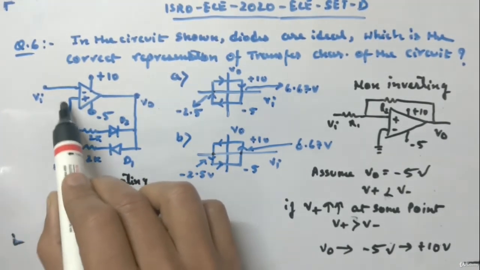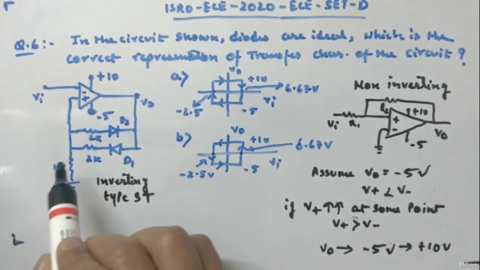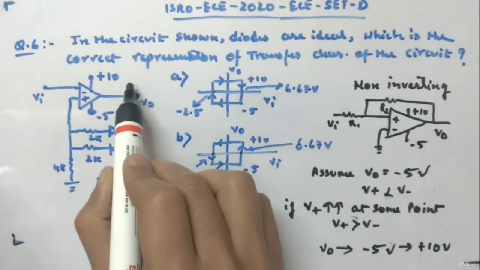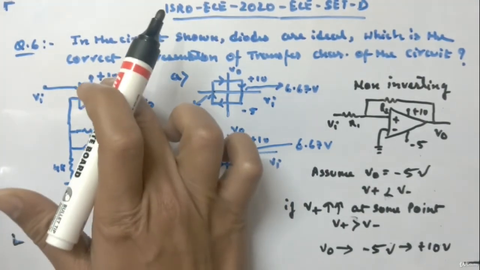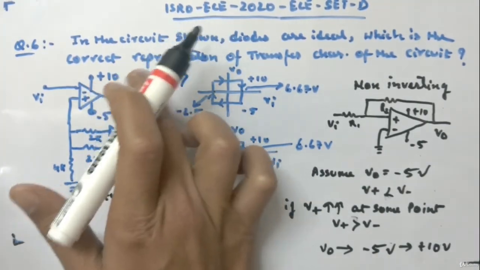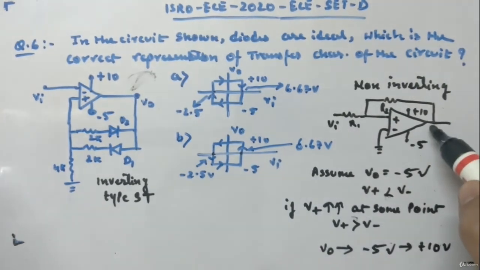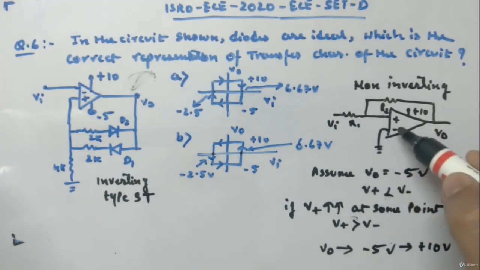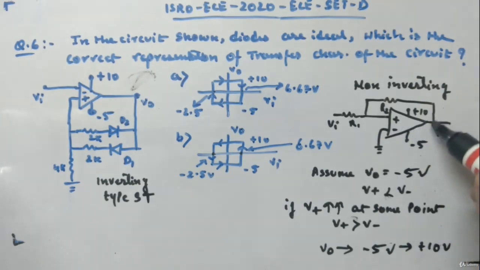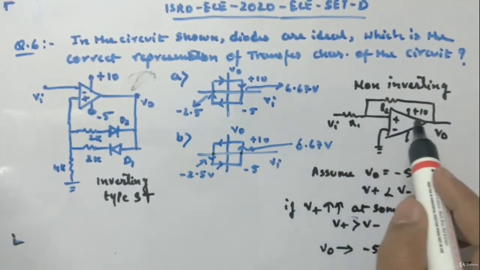If the positive voltage is increasing, your output will be increasing. So it was increasing and it was increasing, so it is positive feedback. That's how you check feedback, right? Here also, if you break this wire and increase this voltage V naught, ultimately V positive will increase. V positive will increase means your output will increase. So both are in positive feedback.